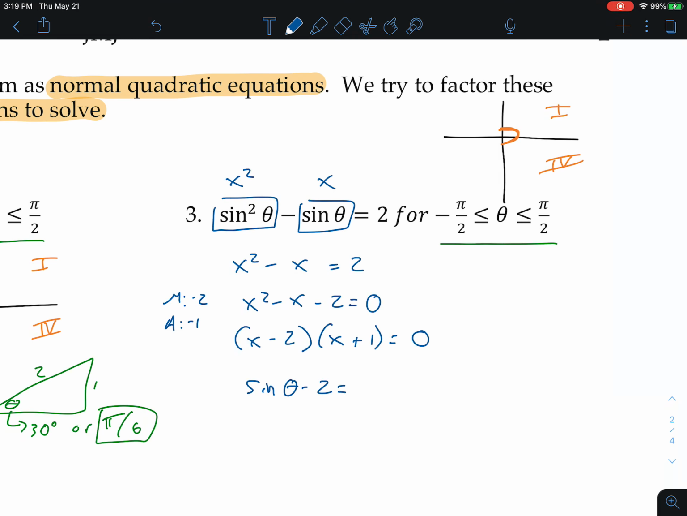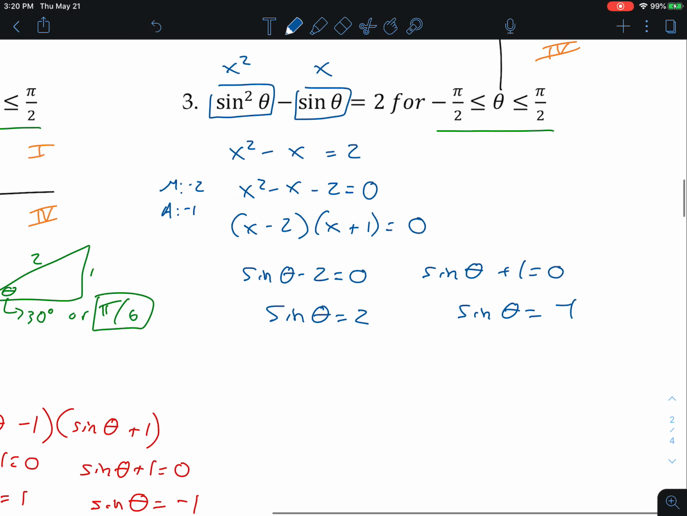Sine of theta minus 2 is equal to 0, and sine of theta plus 1 is equal to 0. I replace my sine with x's, and I get sine of theta is equal to 2, and sine of theta is equal to negative 1. Right, so we look at this and we say, well, wait a second. I have never seen this. Sine of theta is equal to 2. It can be 1/2, or radical 2 over 2, which is less than 1. Radical 3 over 2, which is less than 1.